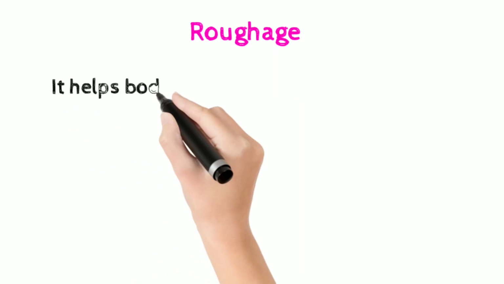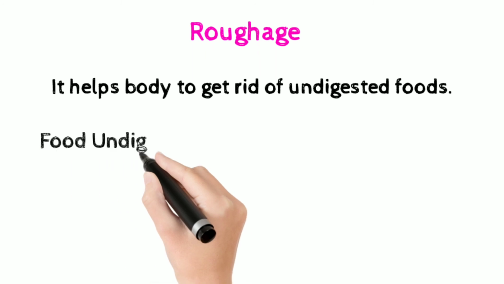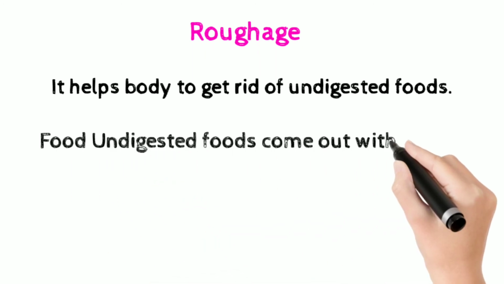And now, the last one, that is roughage. I'll explain to you. Roughage is a very important nutrient again. This is very important because without this, we will not be able to pass stool. We pass stool because of this roughage. We may have 100% vitamins, 100% minerals, 100% protein, everything 100%, but if we don't have roughage, we will not be able to pass through. That is sad news.